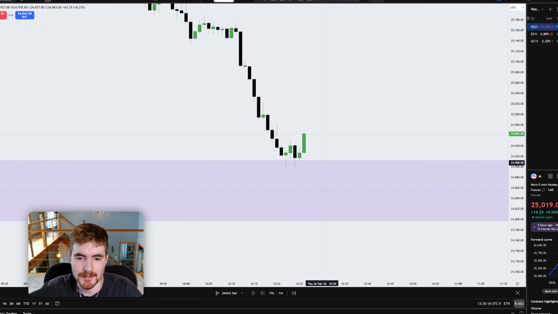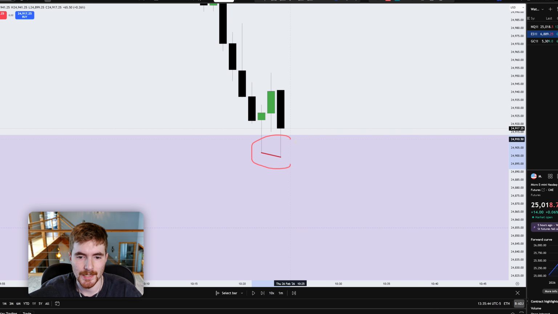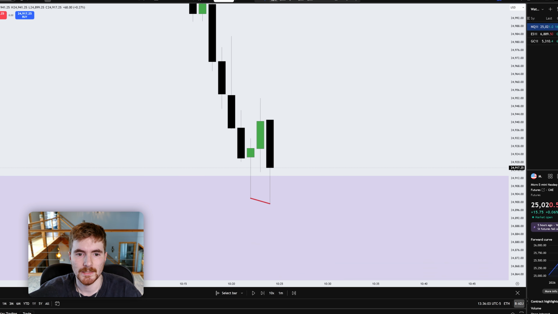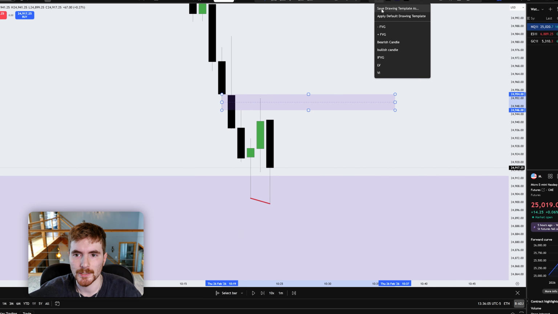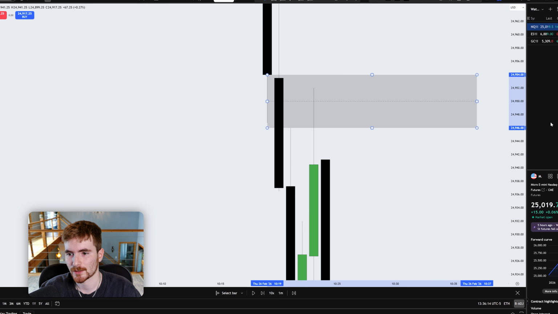As you can see, price tagged into it. We got SMT between these two lows when we tagged into that gap. So higher low and lower low on NASDAQ. And on ES, we had a lower low and a higher low in the same spot. And then we had a bearish 1 minute fair value gap right here. As you can see, this is where the normal fair value gap is, but with this volume imbalance included, this is what the drawing looks like.